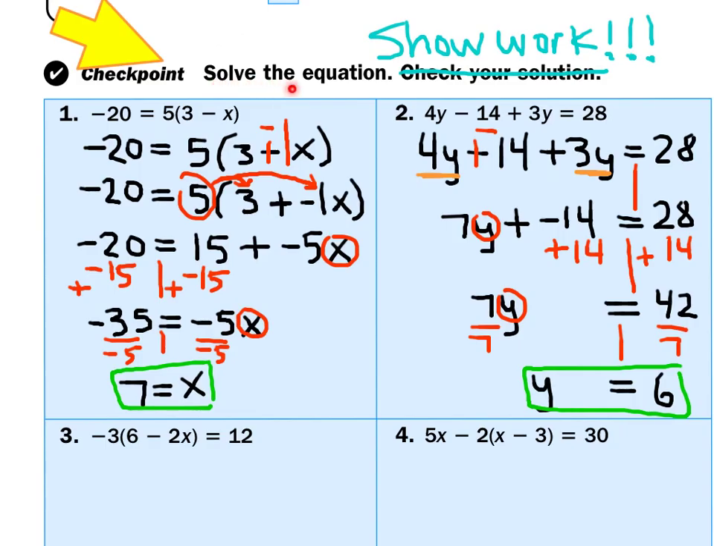Okay, so now we're going to solve these equations, and you must show your work, please. Okay, look at number 1. I copied what they gave us. Negative 20 equals 5 times the quantity 3 minus x.